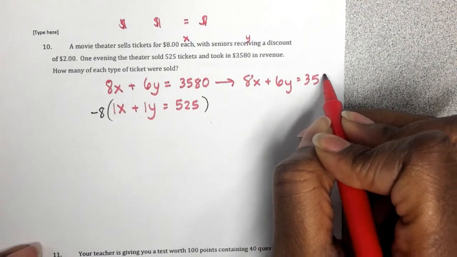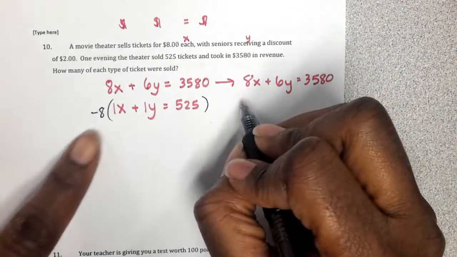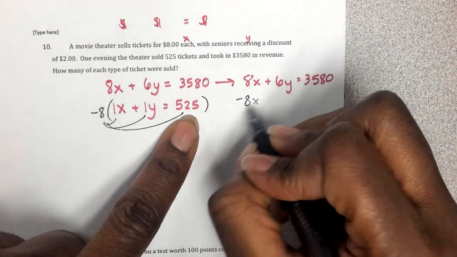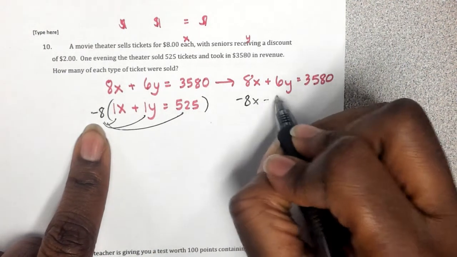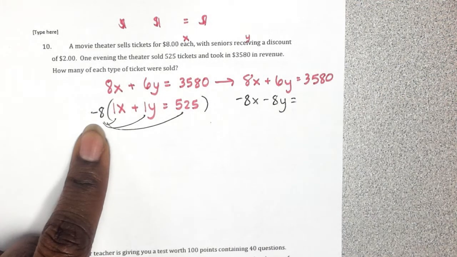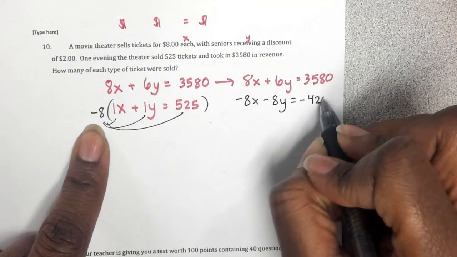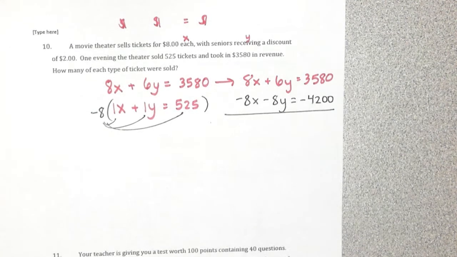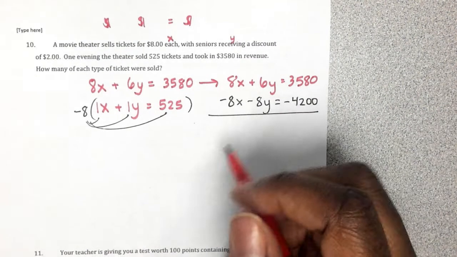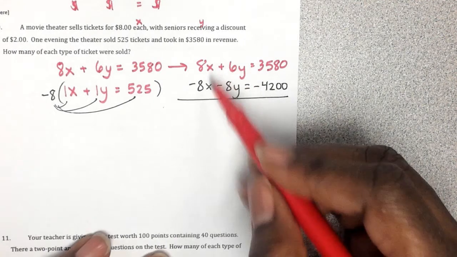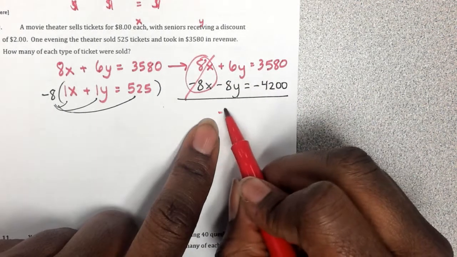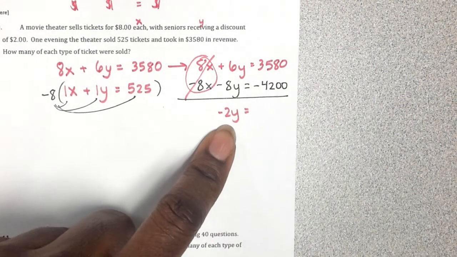But the bottom, everything gets multiplied, even this one, don't forget, because I saw some people making the mistake, they forgot to multiply this one times negative 8 also. 525 times negative 8, 4,200. And then now I see a zero pair. Do you see a zero pair? The x's will cancel out, which means this is going to be a y.